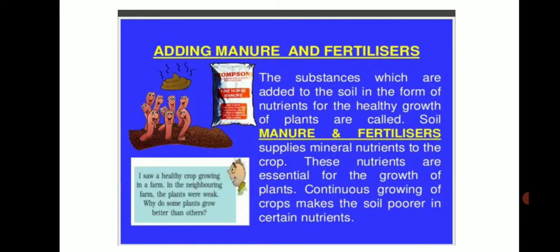The next step is adding manure and fertilizers. So what are manures? Okay, the substances which are added to the soil in the form of nutrients for the healthy growth of plants are called manure. Okay, manure and fertilizers. Mainly they supply nutrients for the plant.